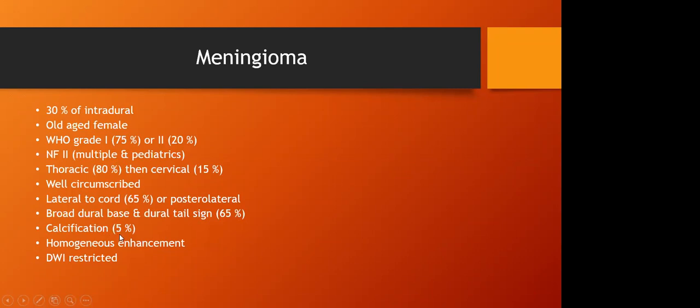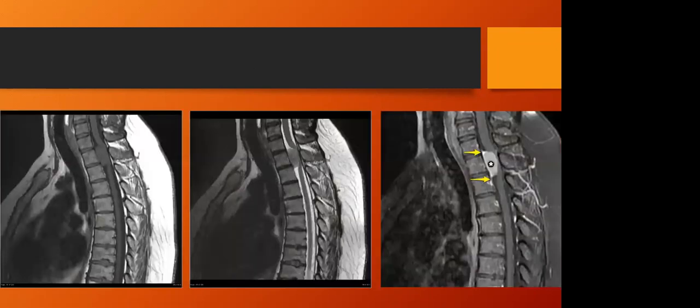Calcification is associated with 5% of the tumors. Enhancement is homogeneous and diffusion is restricted. This is also a characteristic feature for meningioma.